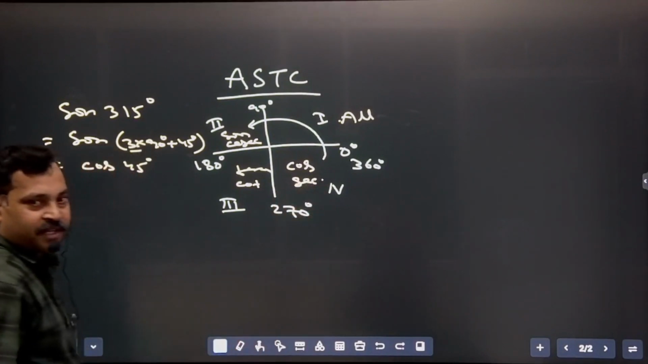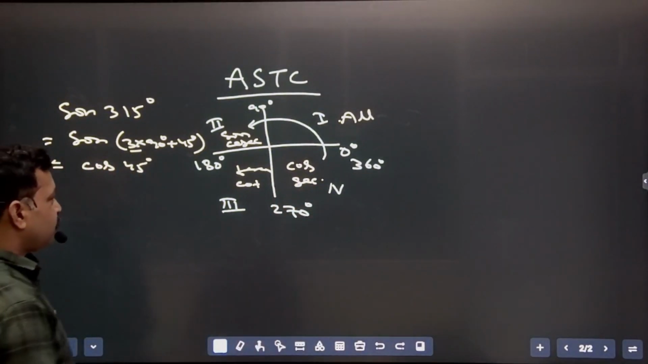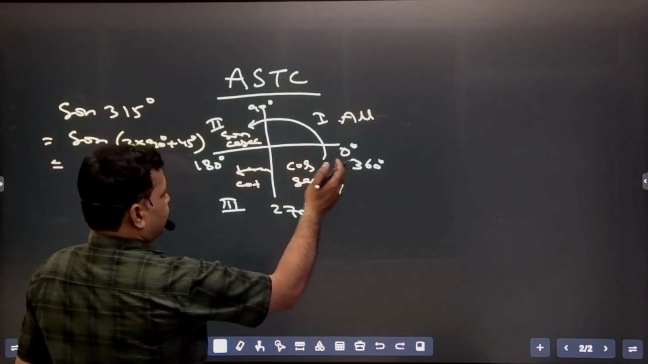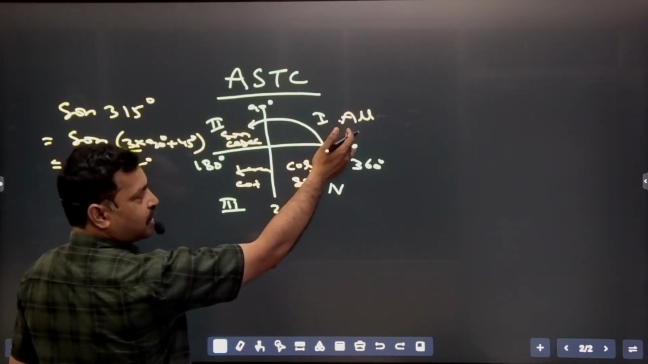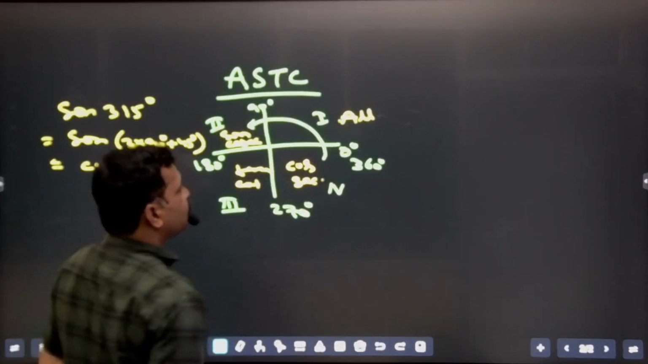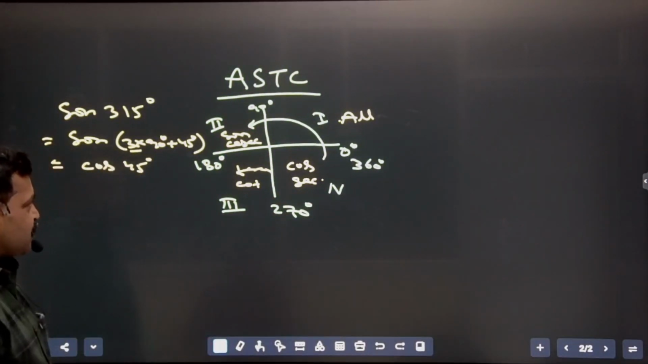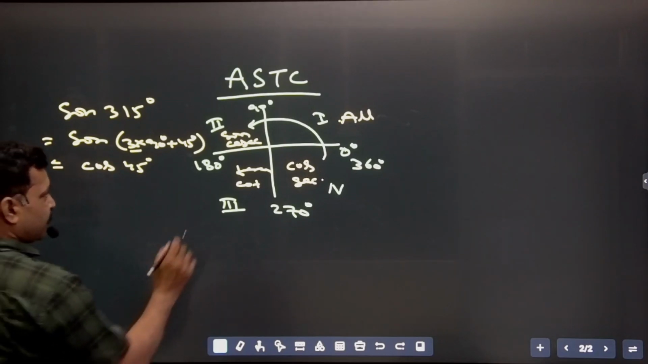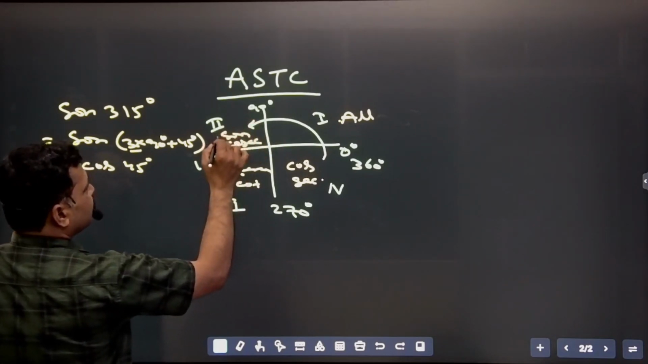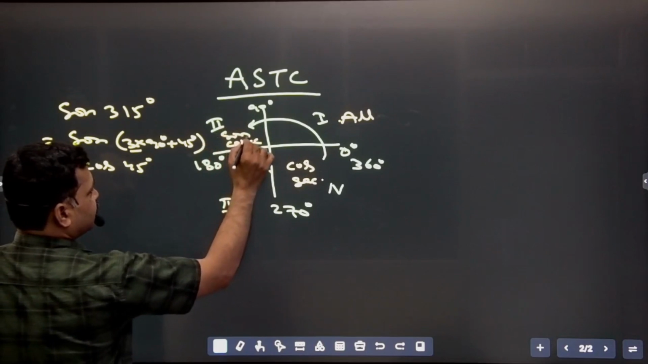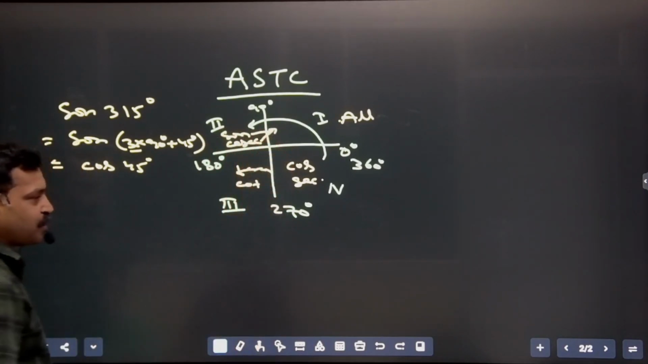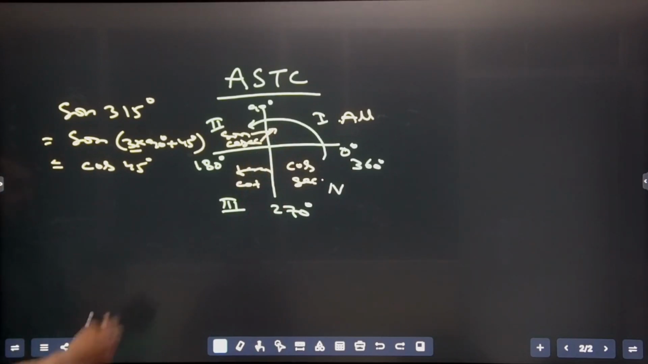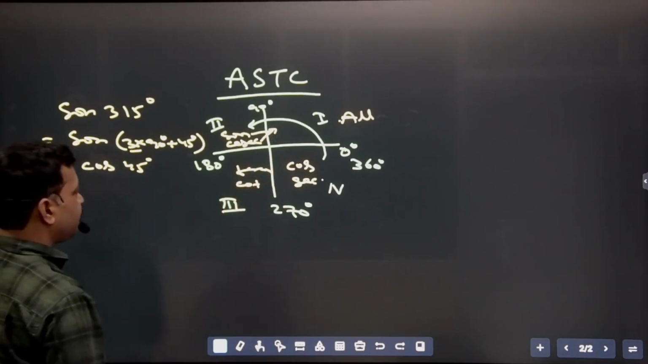So that means if the value of the angle lies between 0 degree to 90 degree, so this is in first quadrant. So in first quadrant, all the t ratios will be positive. But if that value lies in second quadrant, then only sine and cosec, these t ratios will be positive. Otherwise, all other t ratios will be negative.